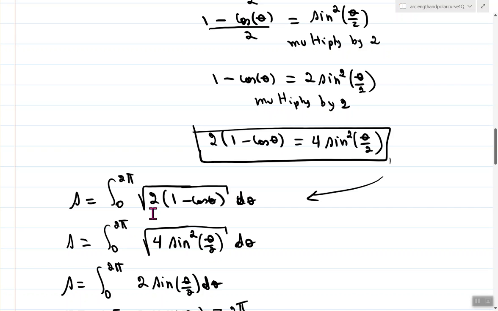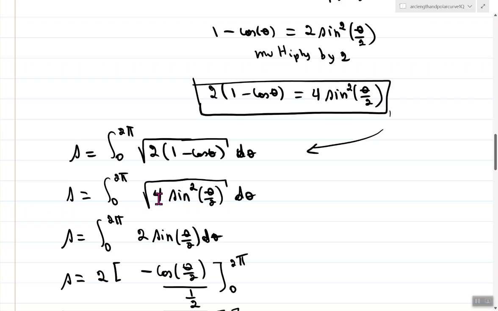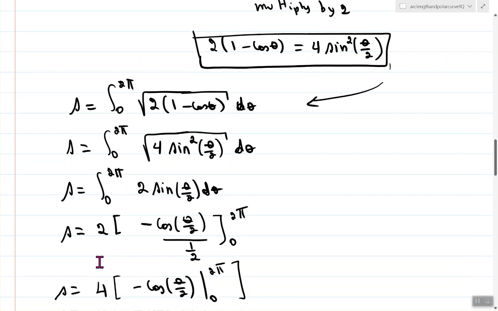So when I replace 2 times quantity 1 minus cosine theta by 4 times sine squared theta divided by 2, I will then take the square root of 4, which gives me 2, and then the square root of sine squared gives me sine. So I end up with this. And then I can just integrate. So we know the antiderivative of sine is negative cosine. But then it's going to be negative cosine of theta over 2 divided by half. That half is coming from theta over 2.